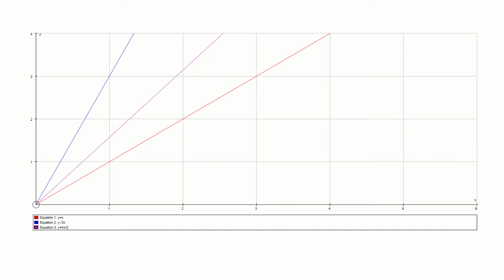I have y equals 3x in blue, and I have y equals pi x over 2 in purple. What do they have in common? They are all straight lines. Why are they all straight lines? Well, because for all of these, y is proportional to x. We are multiplying x by a different function, but x itself is raised to the power of 1 in each case. So in each of these graphs, x is always raised to the power of 1 and nothing else.